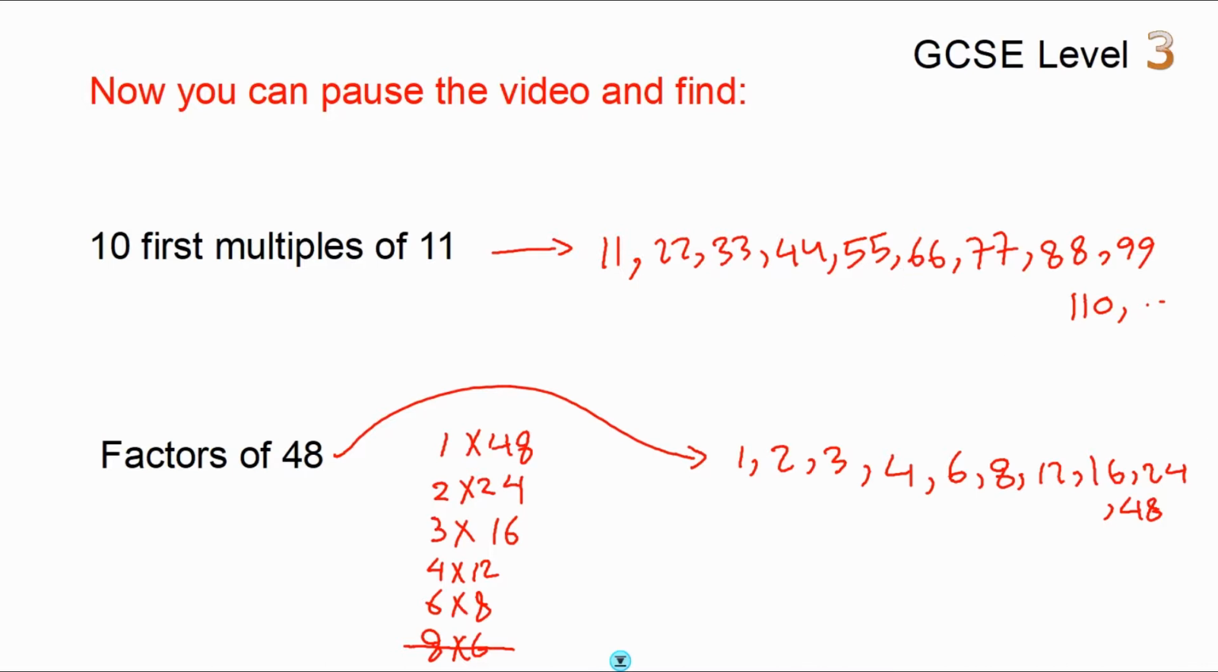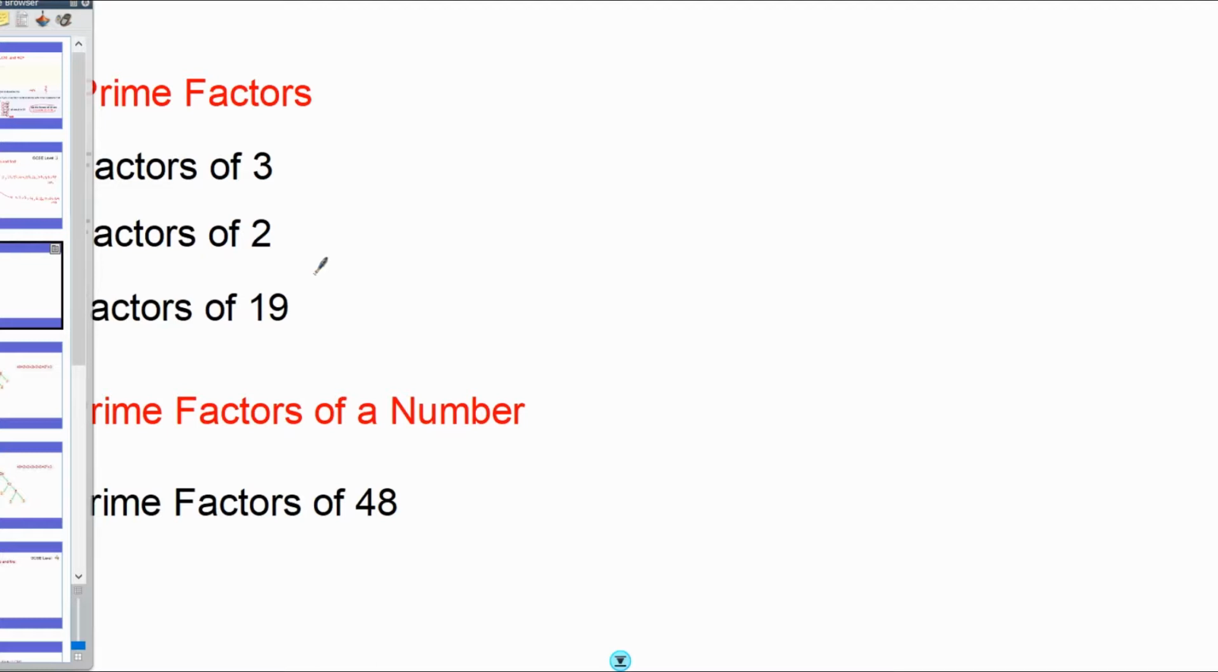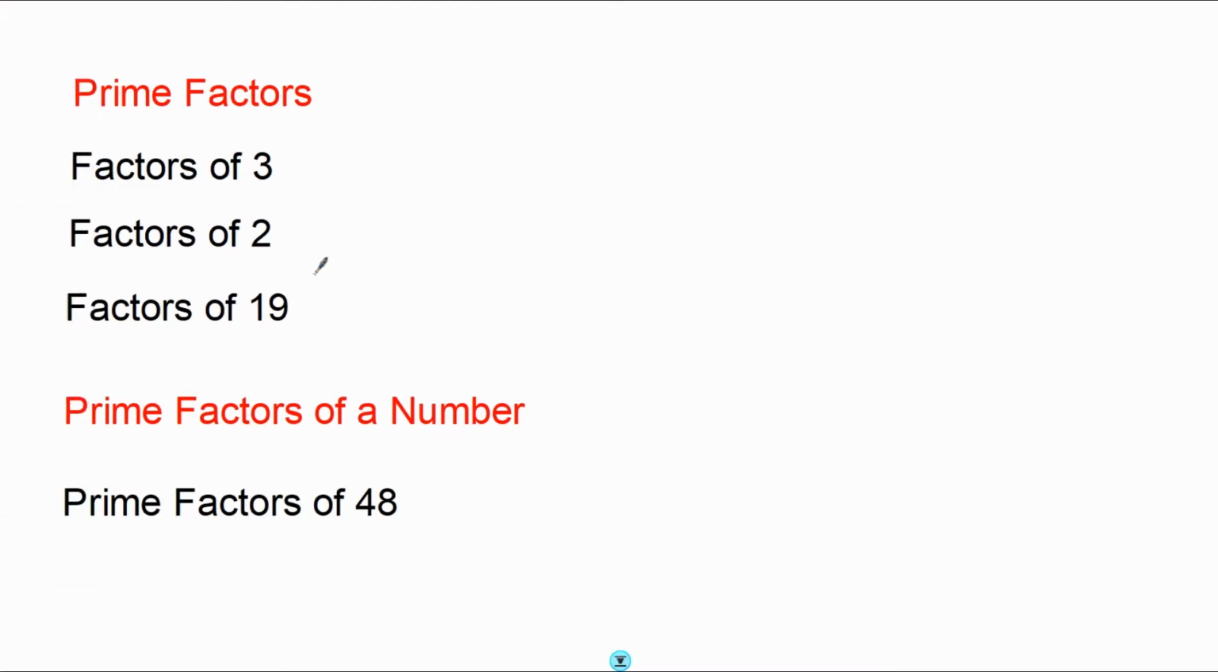Okay, so we carry on to the next level in here, which is the definition of prime factors. If we look at factors of 3, for example, to find factors of 3, we start from 1. 1 times 3 gives 3. 2 times nothing gives 3. And 3 times 1 gives 3. But 3 times 1 is a repeat. We can just not consider that. So the factors of 3 are just 1 and 3.